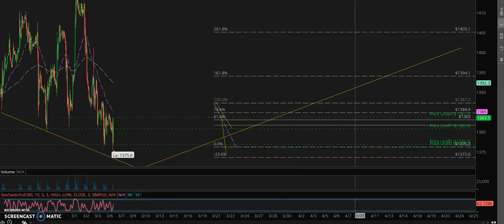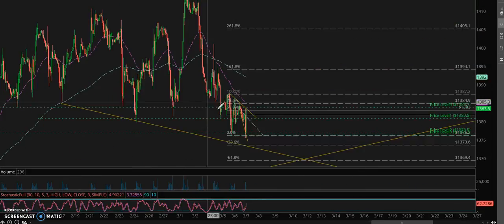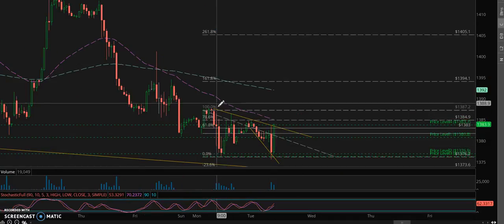I would like to see a little bit more movement, but we're kind of sitting flat right now. So I will pause the video and jump back in when there's a little bit more movement.